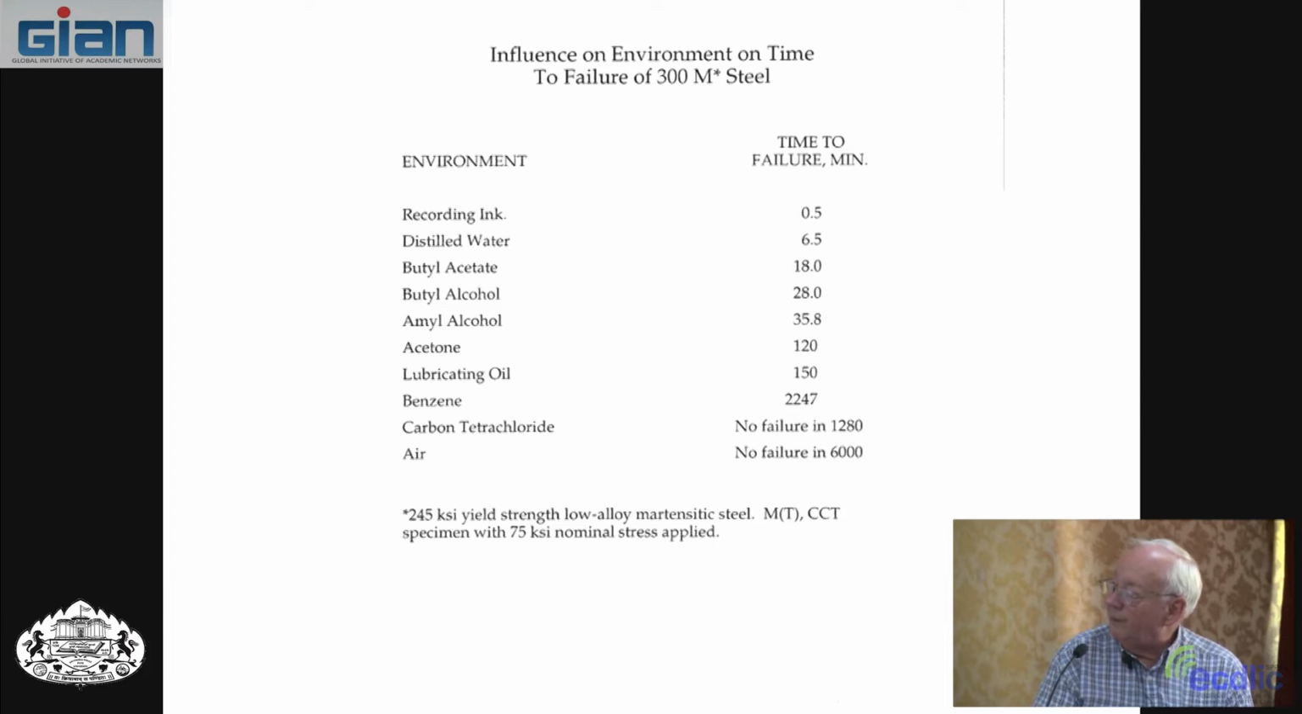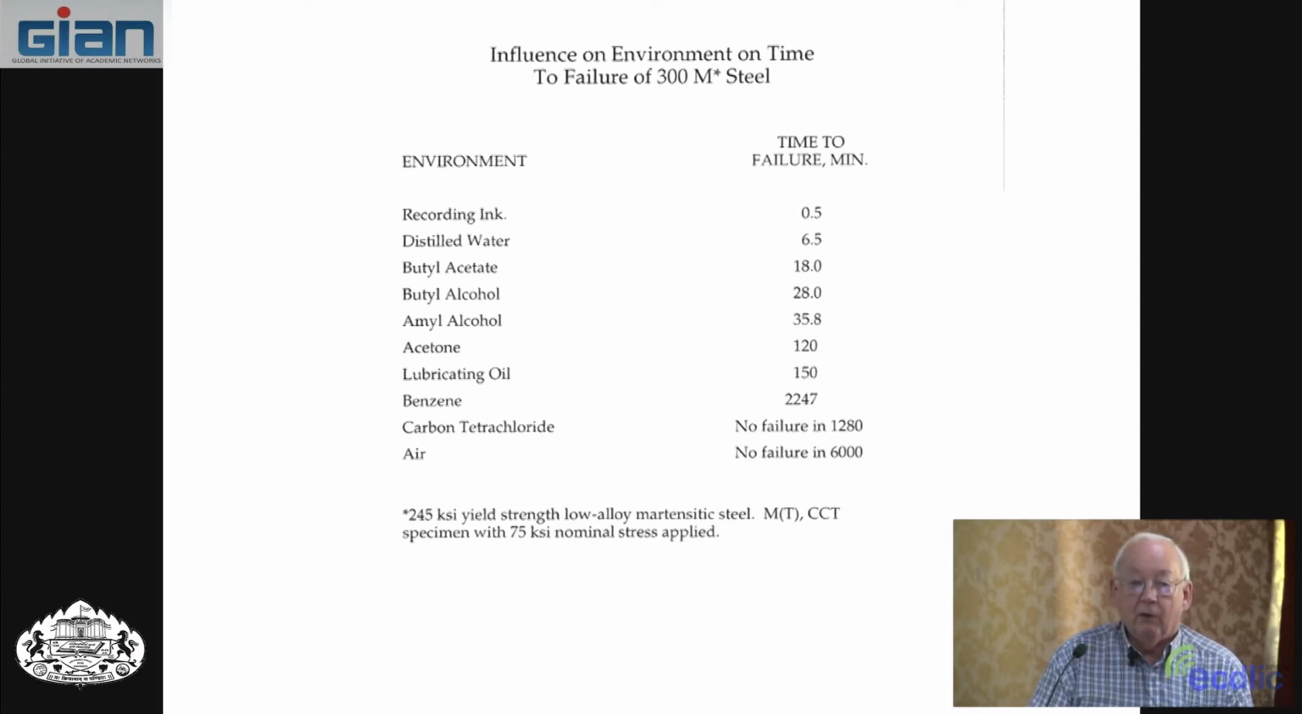One of the things people learn from this is that you can fail a material due to a bad environment. The other thing, back in the early fatigue days, people sometimes put recording ink into the crack to mark it.